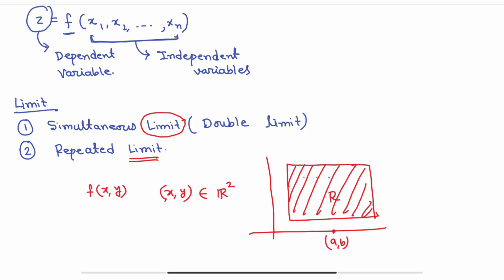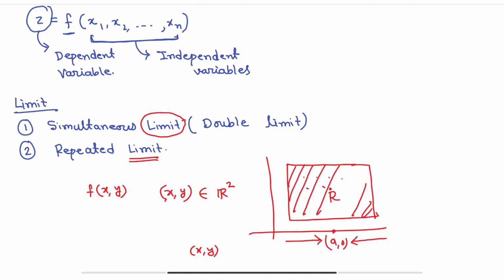Obviously in this domain we will get several values of the function f for different values of x and y. So let's say the point x comma y tends to the point a comma b. It may be from the left hand side, it may be from the right hand side. The arbitrary points x, y are tending to the point a comma b. Actually this is a comma 0.